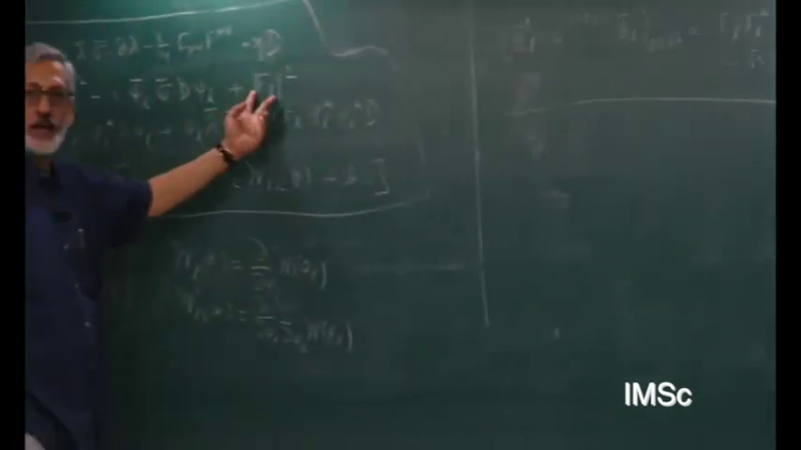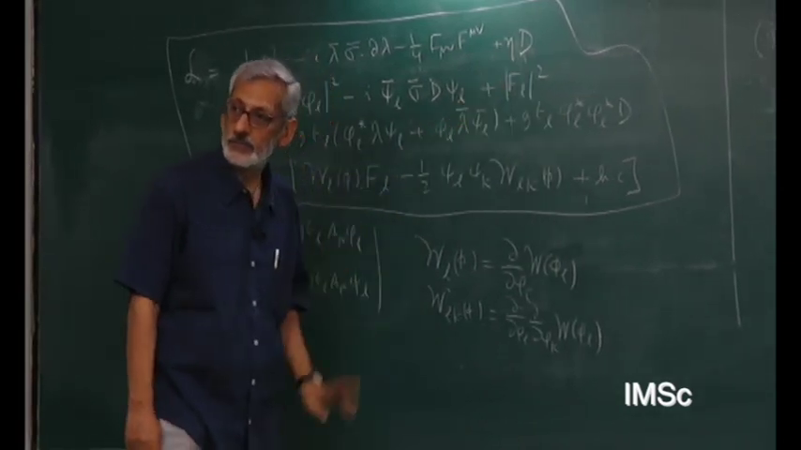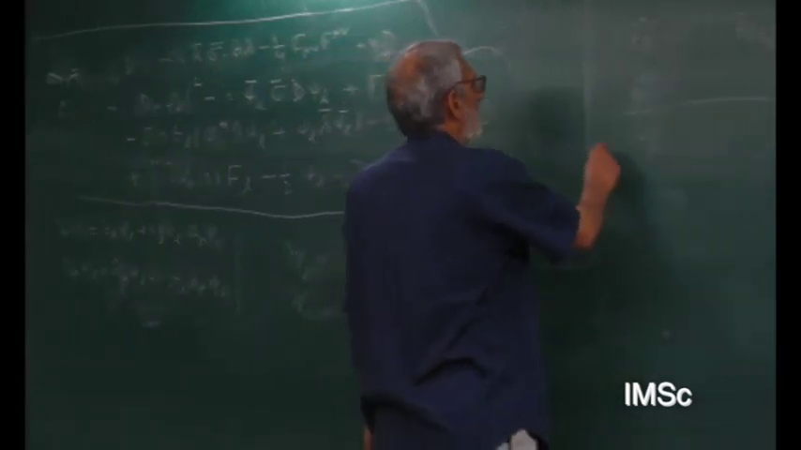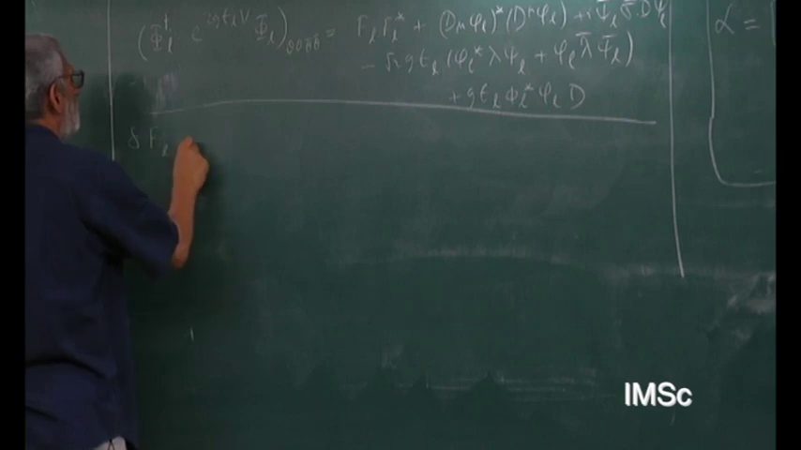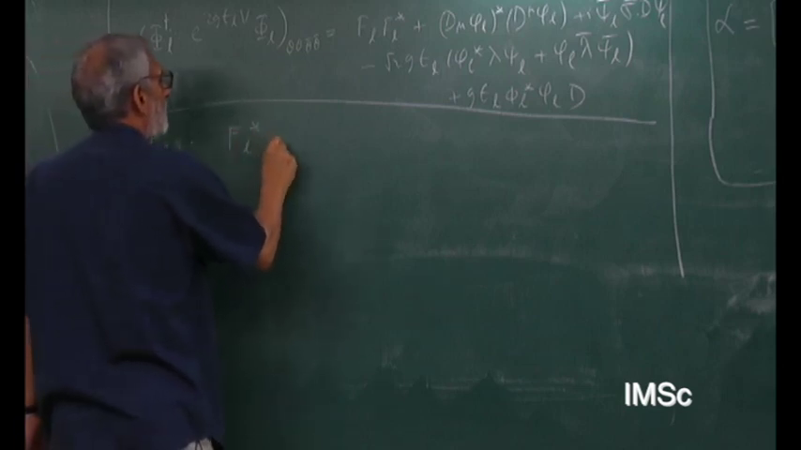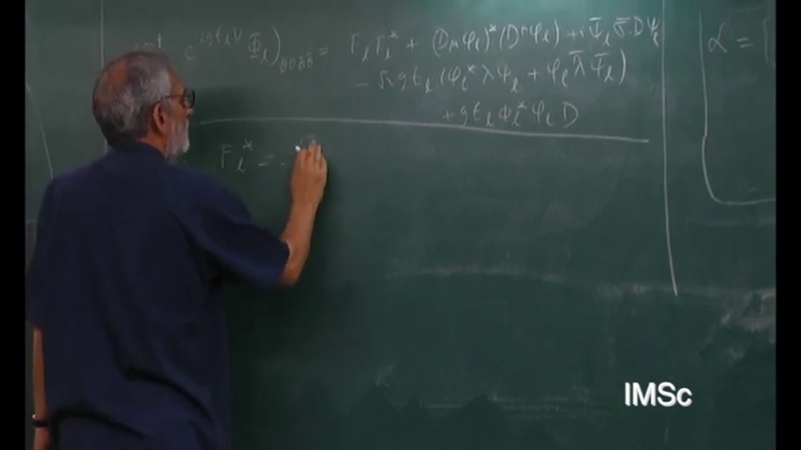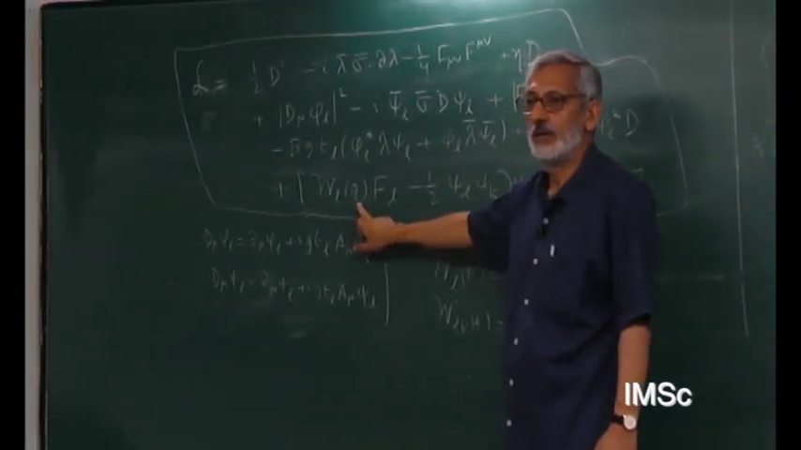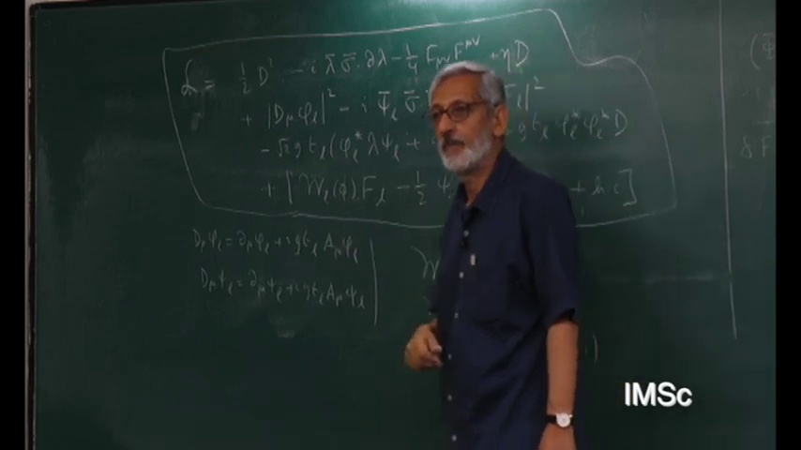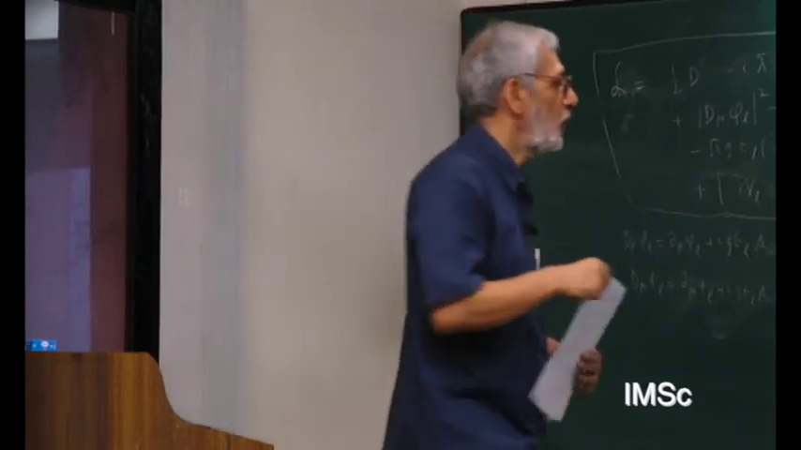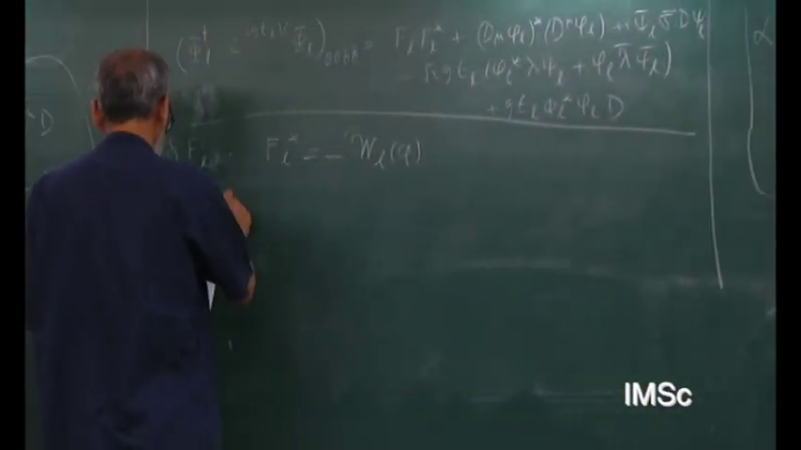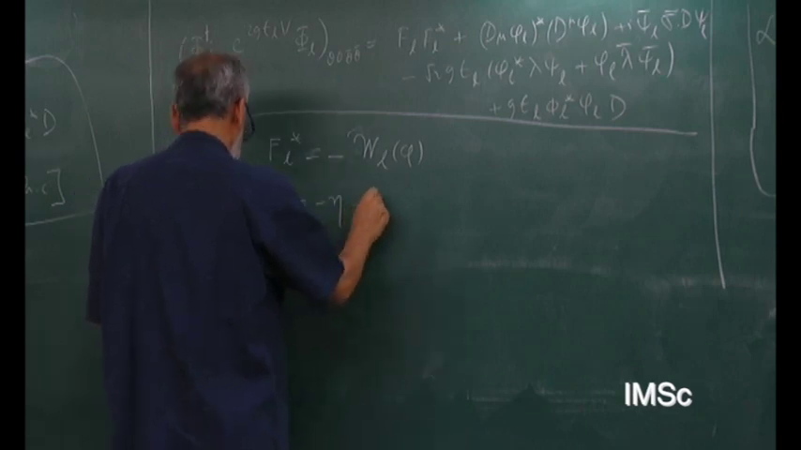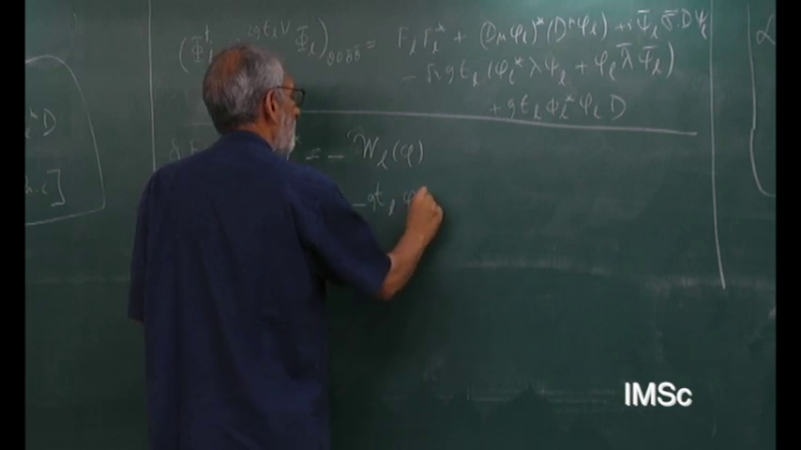Now we have a set of auxiliary fields in the theory, F L and D. They have no dynamics. They will be governed by constraint equations. So we can work out the constraint equations. Vary with respect to F L. What do I get? F L star is minus W_L star. And varying with respect to D, what do I get? D is equal to minus eta minus g T Phi L star Phi L.